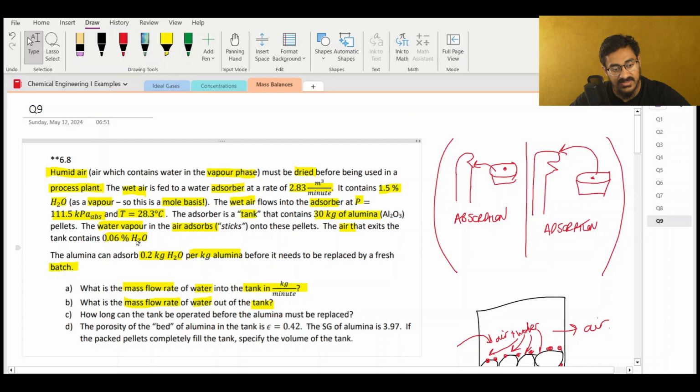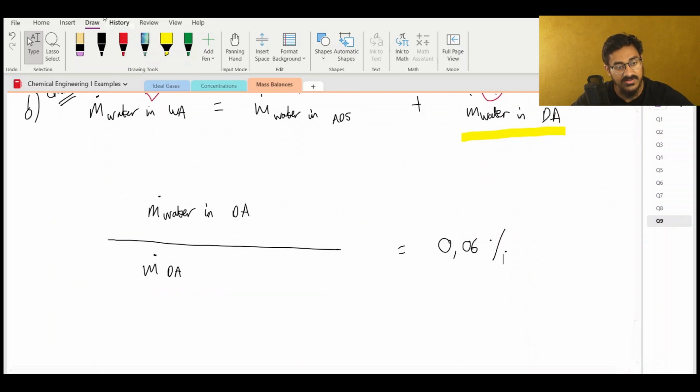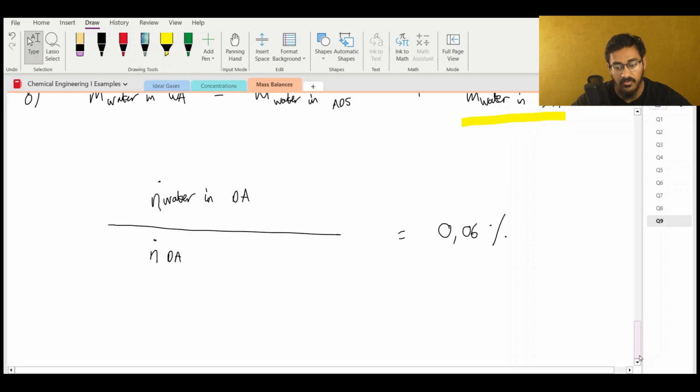Okay, the air that exits the tank contains 0.06%. That's a mole percentage. So I apologize. Rookie mistake. This is going to be number of moles of water, and this is going to be number of moles of dry air. Okay, a number of moles in the dry air stream. So where do we go from here? We want to know how many moles are in the dry air stream.